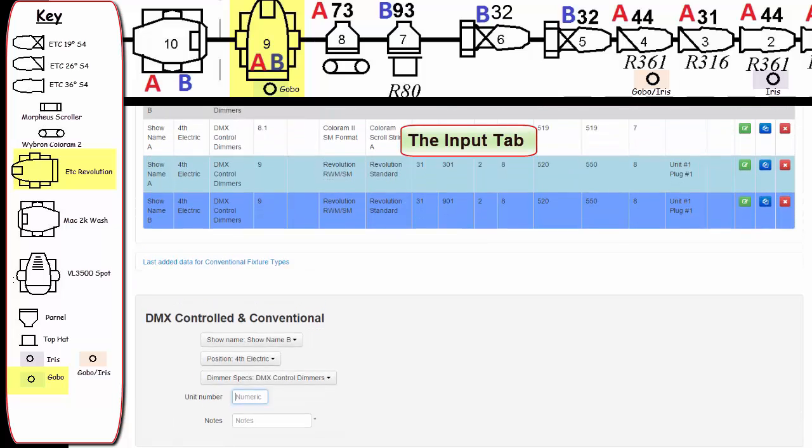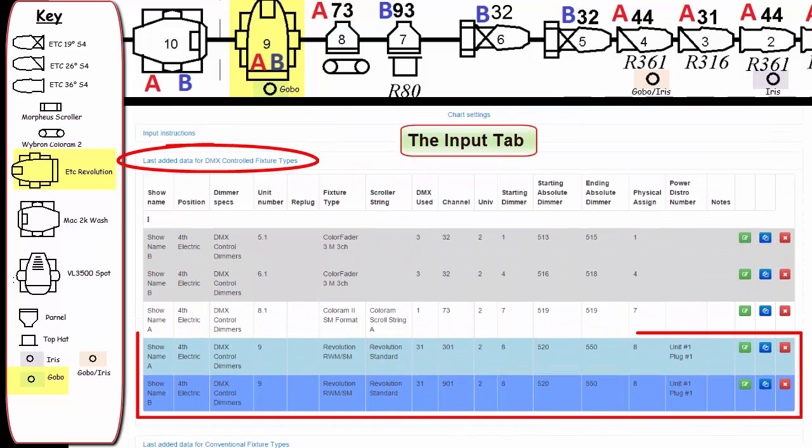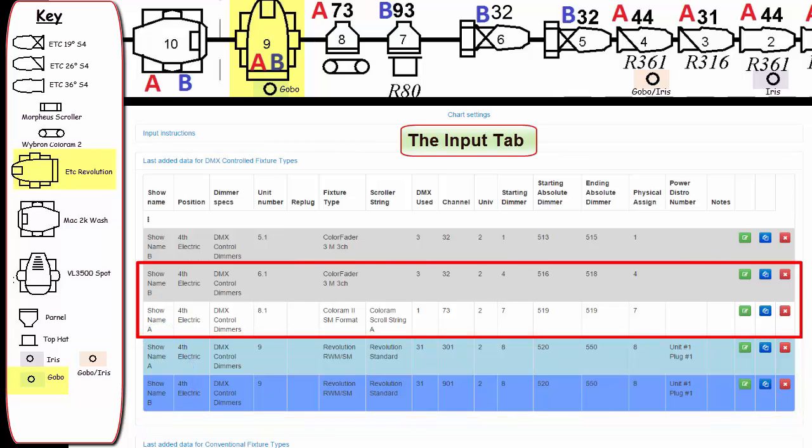Scrolling back to the top of the Input tab, under the last added data for DMX Controlled Fixture Types, our unit number 9 is now listed for both show name A and show name B. Notice that the DMX chart uses discrete line shading for multiple show names. All moving light fixture types are shaded in stages of blue, as opposed to all non-moving light fixture types, which are shaded in stages of white to gray.